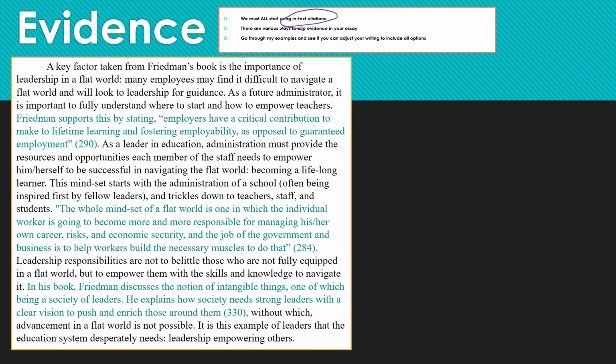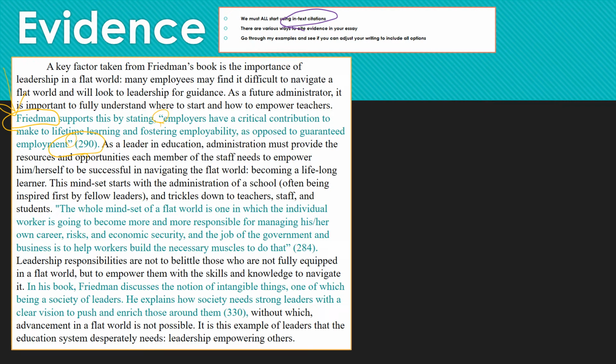Friedman supports this by stating, "employers have a critical contribution to make a lifetime learning of fostering employability, as opposed to guaranteed employment." All right, first you can see I have my citation. I have introduced this quote with the author's name, so I am officially not plagiarizing because I have it in quotes, and I have introduced my author. Okay, that is one way you can cite evidence.